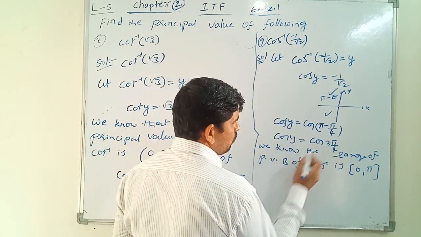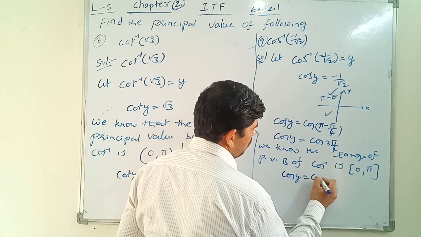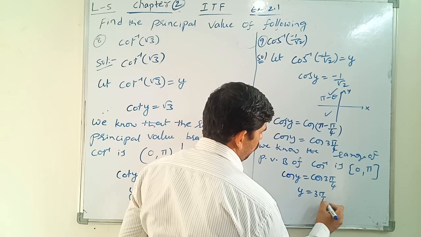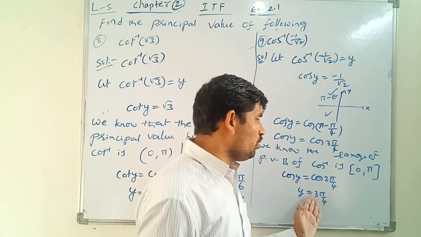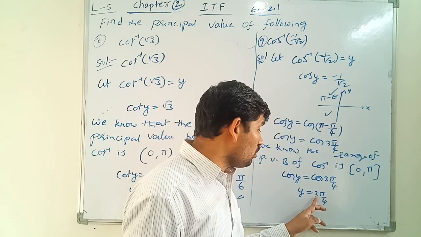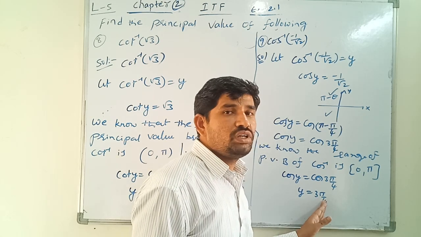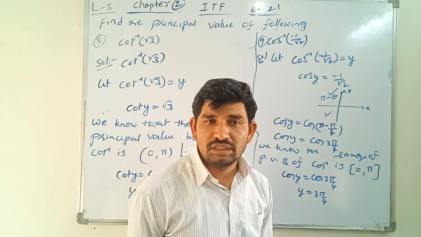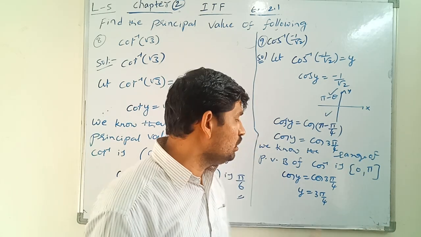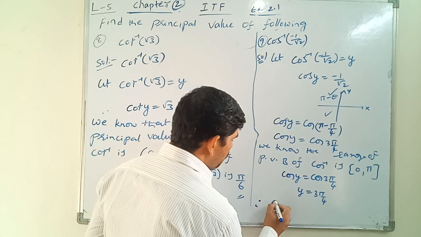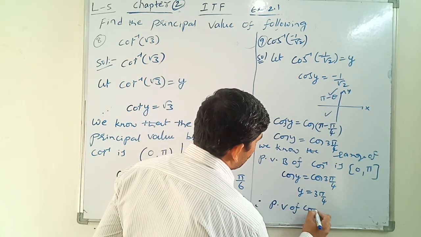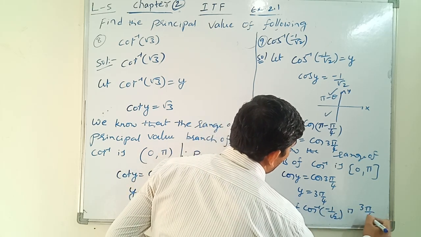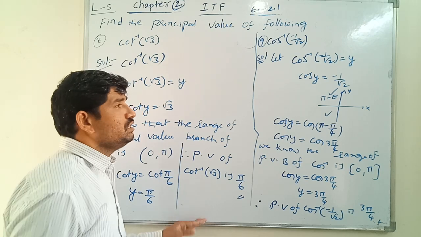Next, cos y is equal to cos 3 pi by 4, so y is equal to 3 pi by 4. The value of 3 pi by 4 in degrees is 3 into 45, which is 135. Is 135 between 0 and 180? Yes, it is. So therefore the principal value of cos inverse minus 1 by root 2 is 3 pi by 4. This is the answer. It is very easy now.